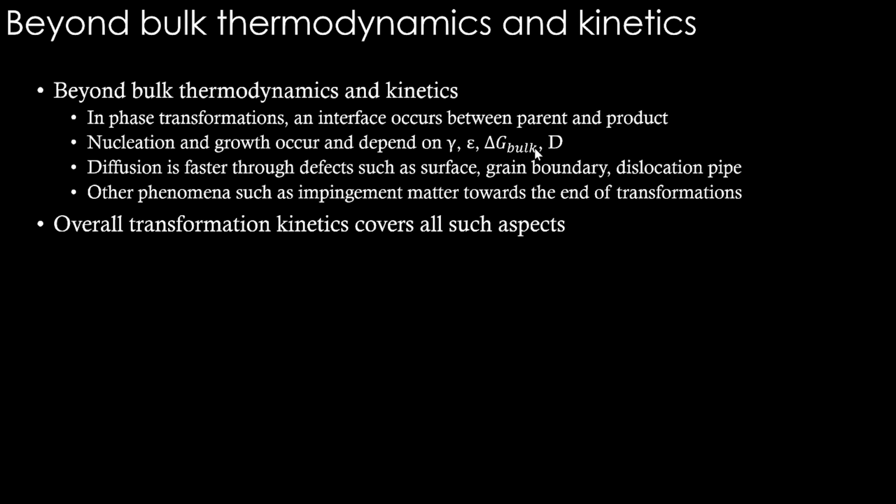Okay, all these things that we have seen are beyond bulk thermodynamics and kinetics. You could have sensed it by now. In phase transformations, an interface occurs between parent and product, and nucleation and growth occur and depend on gamma, epsilon, delta G bulk and diffusivity. Okay, interfacial energy, strain energy, driving force and diffusivity. Diffusion is faster through defects such as surface, grain boundary, dislocation pipe. Other phenomena such as impingement matter towards the end of transformations. All these aspects are studied under overall transformation kinetics.